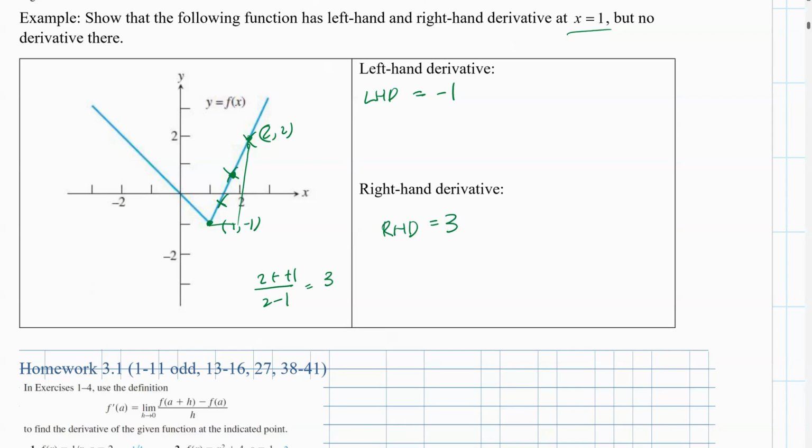Hey, because the left-hand derivative does not equal the right-hand derivative, our conclusion is, therefore, the derivative of f doesn't exist at least at x equals 1.